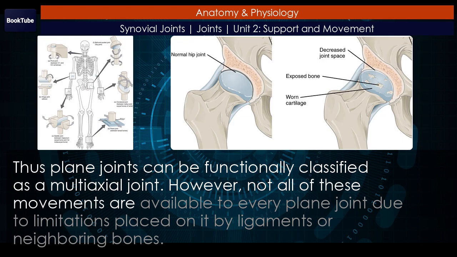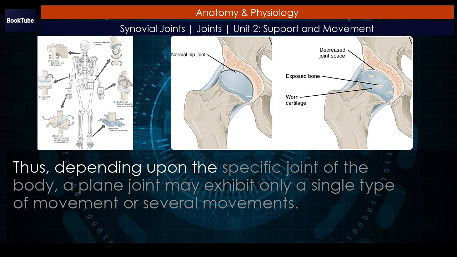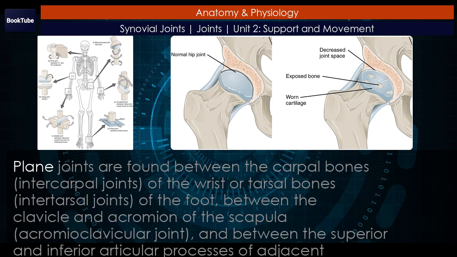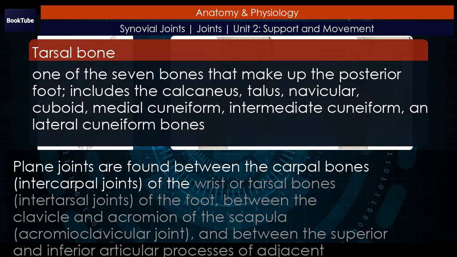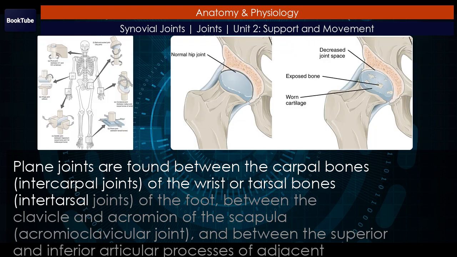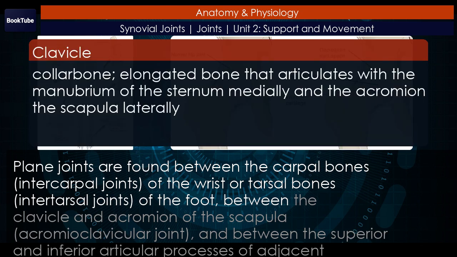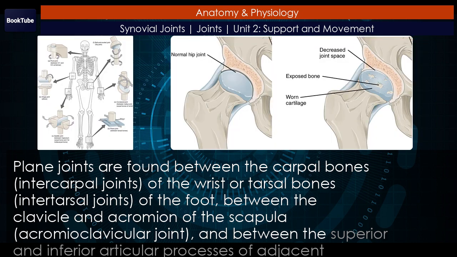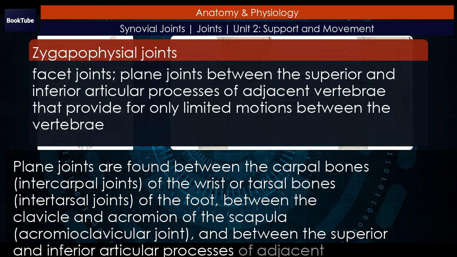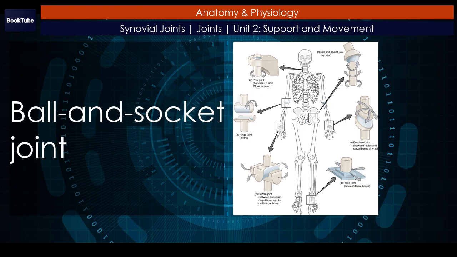Not all of these movements are available to every plane joint due to limitations placed on it by ligaments or neighboring bones. Thus, depending upon the specific joint of the body, a plane joint may exhibit only a single type of movement or several movements. Plane joints are found between the carpal bones (intercarpal joints) of the wrist or tarsal bones (intertarsal joints) of the foot, between the clavicle and acromion of the scapula (acromioclavicular joint), and between the superior and inferior articular processes of adjacent vertebrae (zygapophyseal joints).